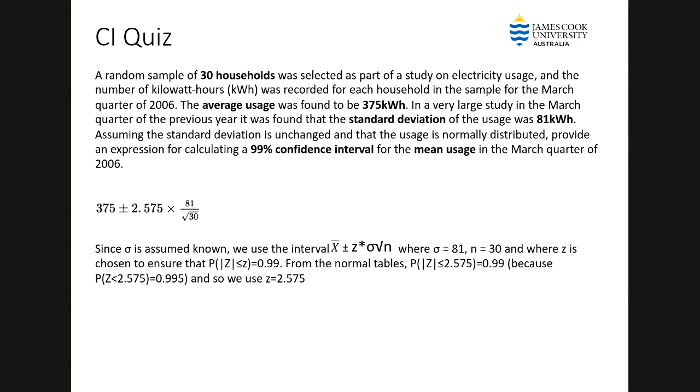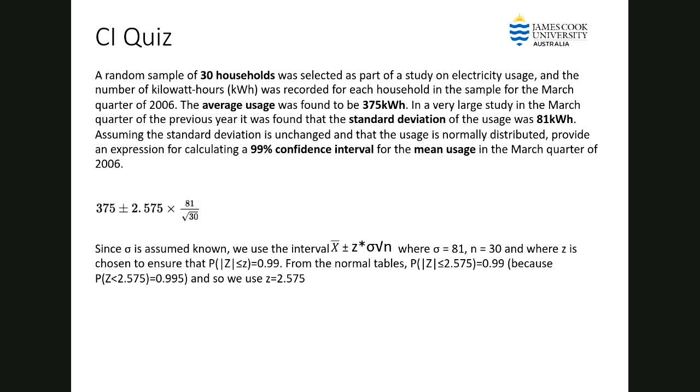We have the average use, which is 375 kilowatt hours. In a very large study in the March quarter of the previous year, it was found that the standard deviation of the usage was 81 kilowatt hours. Assuming the standard deviation is unchanged and the usage is normally distributed, because there is always an assumption in parametric tests that the data has to be normal, provide an expression for calculating the 99% confidence interval, so we can see what confidence level we can have for our mean use.